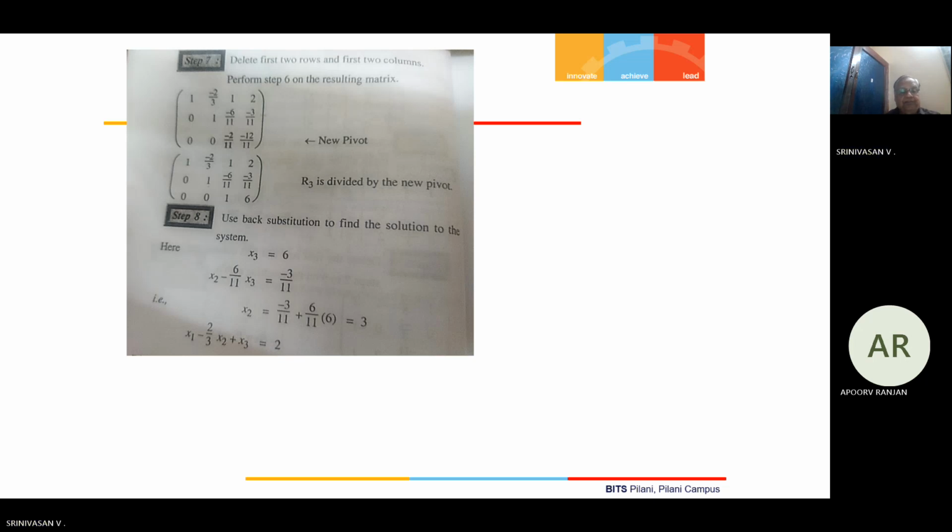Thus the solution is X1 is equal to 2, X2 is equal to 3, and X3 is equal to 6.